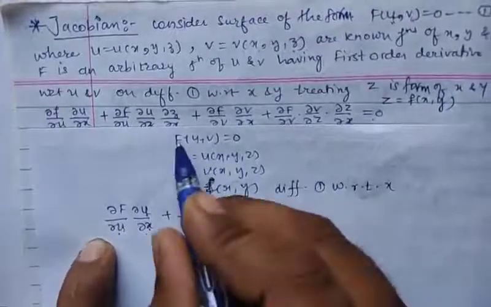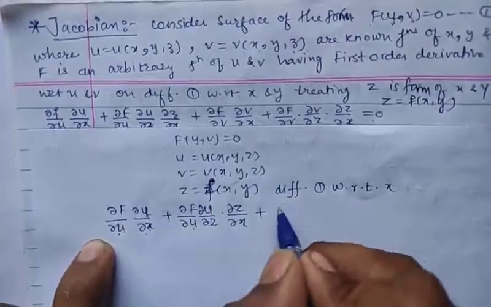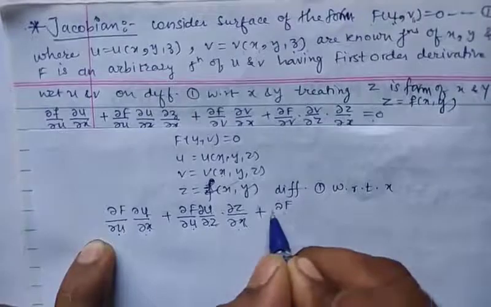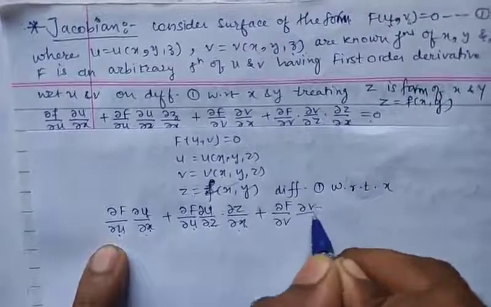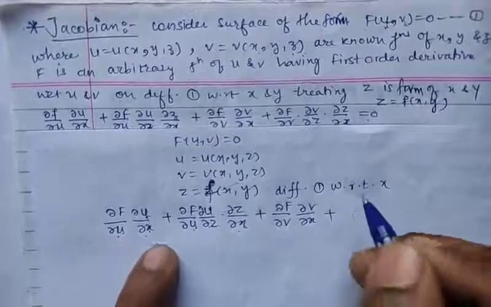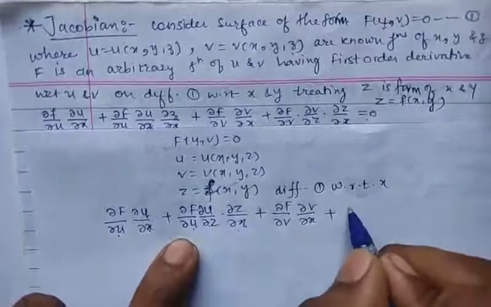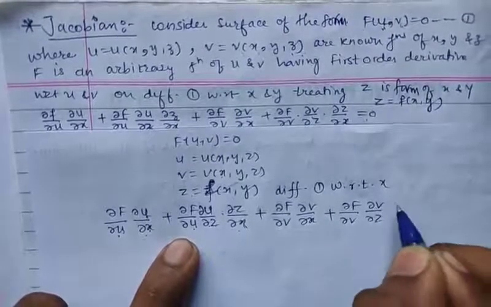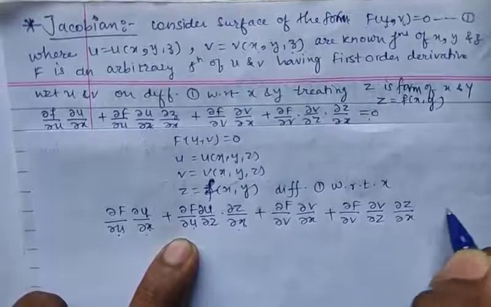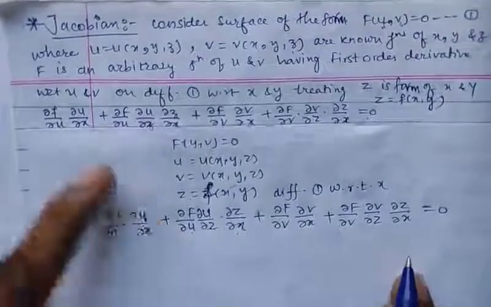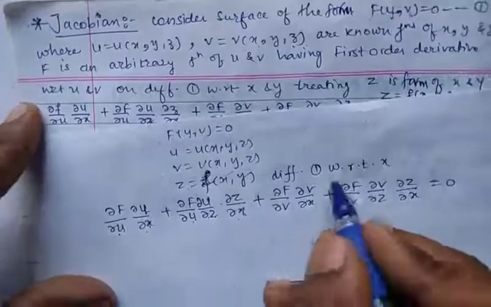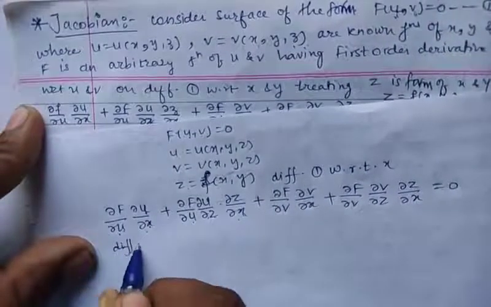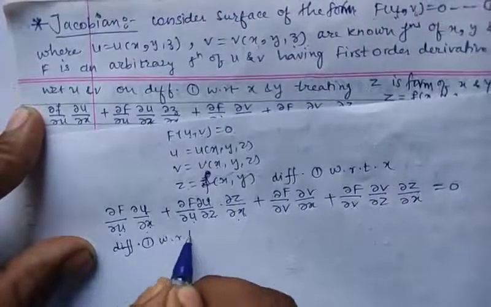Now next, again differentiate f with respect to v. Then what happens? ∂f/∂v times ∂v/∂x, plus, using this again, we get ∂f/∂v times ∂v/∂z and ∂z/∂x, which is equal to 0. Okay, next again differentiate 1 with respect to y.